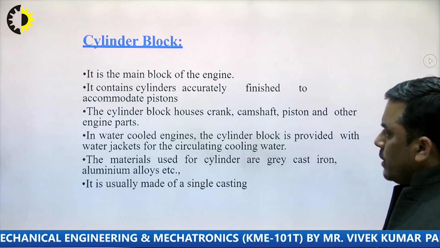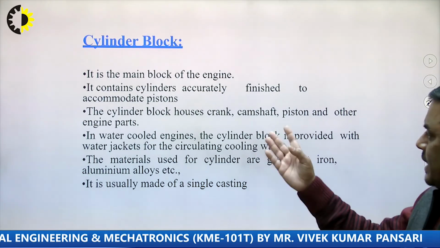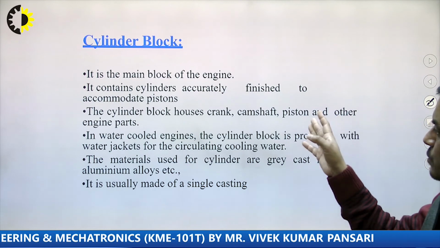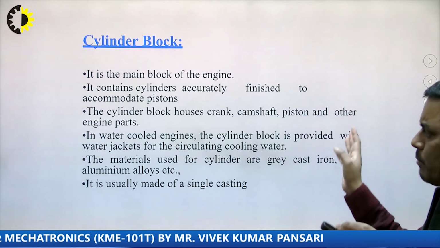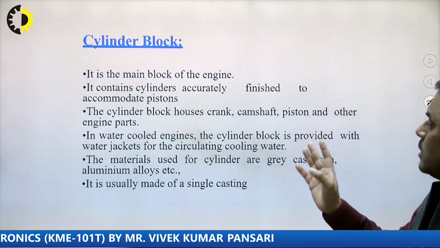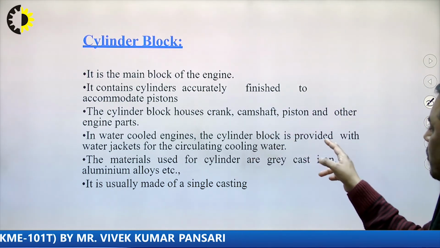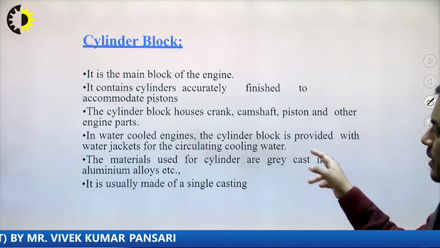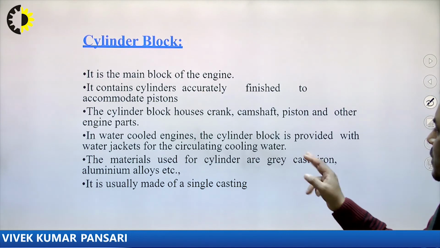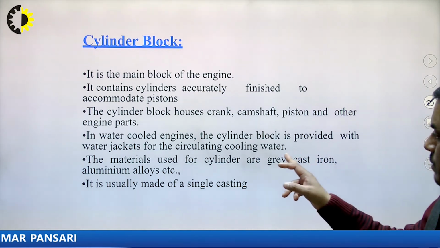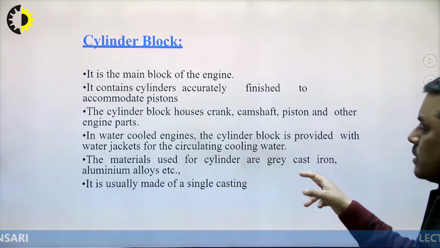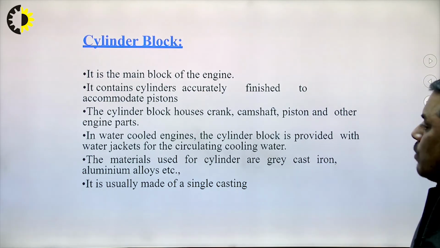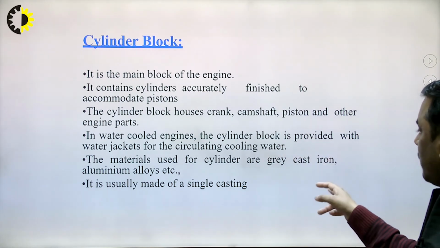Cylinder block. It's the main block of the engine. It contains cylinders accurately finished to accommodate pistons. The cylinder block houses the crank, camshaft, piston and other engine parts. In water cooled engines the cylinder block is provided with water jackets for the circulation of cooling water. The material used for the cylinder block is grey cast iron.